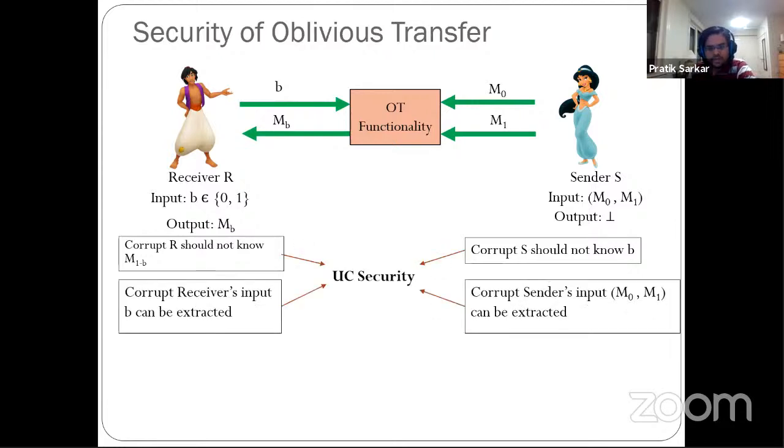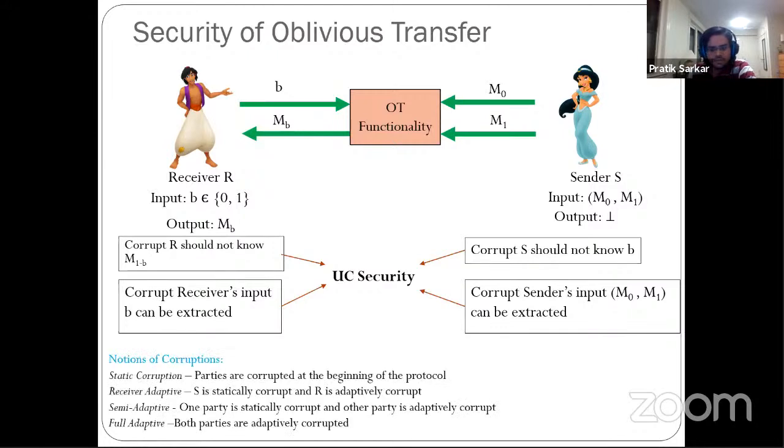We consider the UC security model of Communicati. A corrupt receiver's input bit can be extracted by a simulator. Similarly, a corrupt sender's input messages can be extracted. We consider different corruption models. Static corruption considers whether parties are corrupt at the start of the protocol. We also consider different types of adaptive corruptions, where a party can be corrupted during or after the protocol.